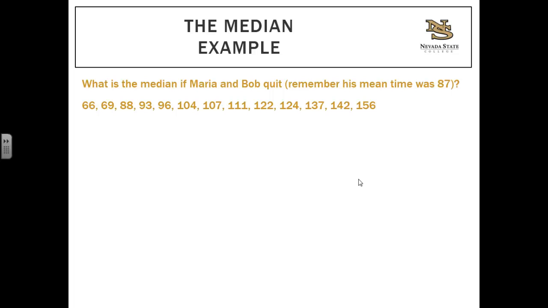Now let's do a handwritten example. So let's say that both Maria and Bob quit. So now we are left with 13 tellers. So N equals 13. So we have an odd number of tellers. We're going to have one midpoint, one score that's our median. We don't have to find the mean of two scores to identify our median.